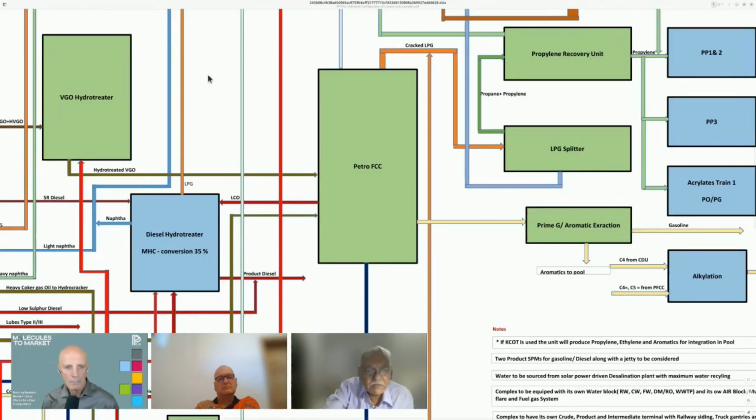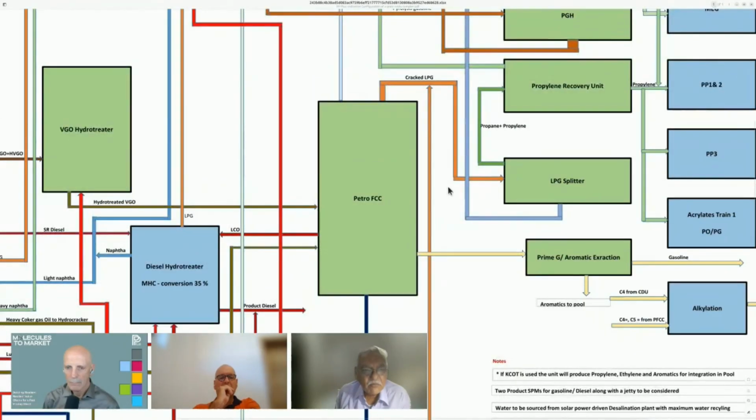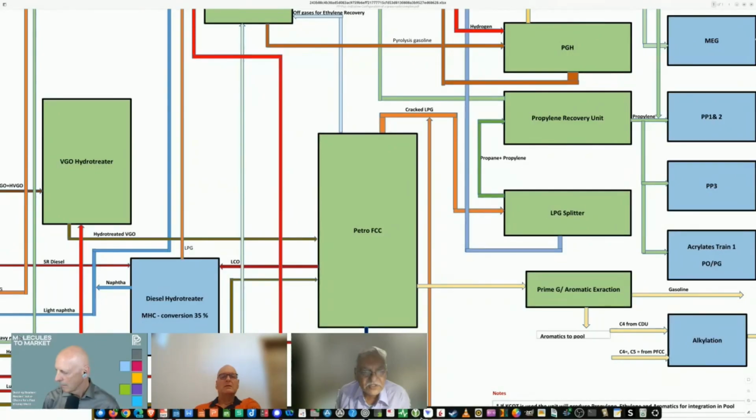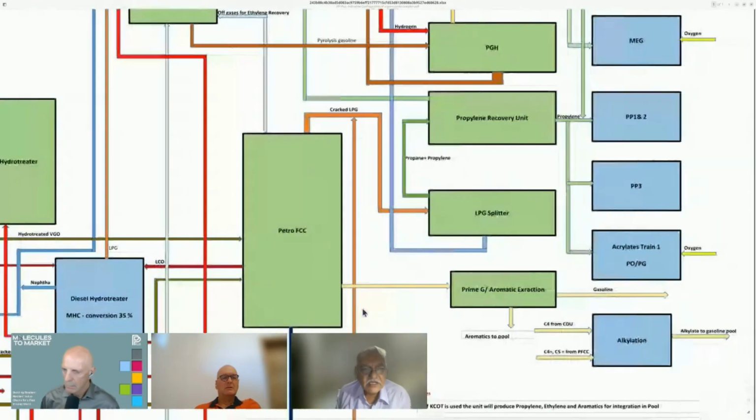And if you look at Petro FCC and the units connected with that, you have a propylene recovery unit and an LPG splitter. Both these units actually are more or less open art kind of units, but they come integrally with Petro FCC. No problems. Either it is UOP or it is Axens, both of them can be a part of the managing licensor. Absolutely no issue. The unit below that, which you see, is the Prime G unit.